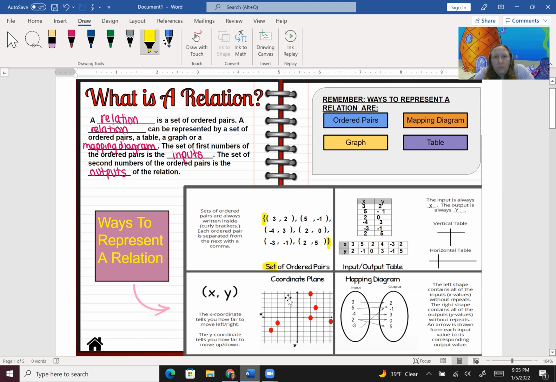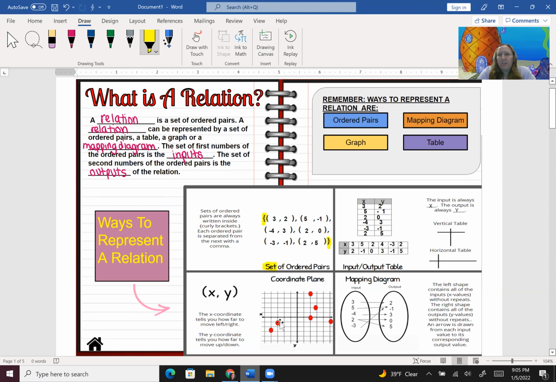Okay, so I actually believe these are the same points over and over again here. So you'll see 3, 2, and you'll have 5, -1. So they took all these ordered pairs, as well as the same ordered pairs in the table, and they put it on a coordinate plane for us. Okay, that's another way of showing a relation.